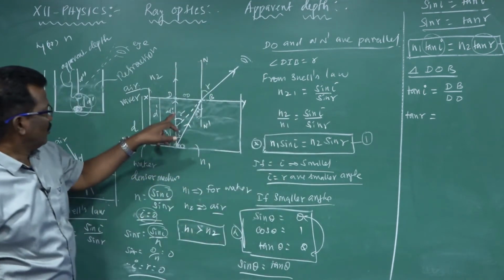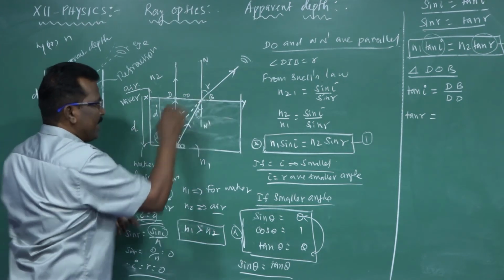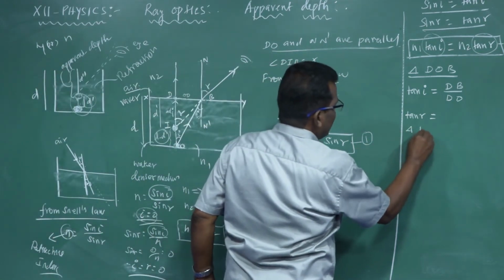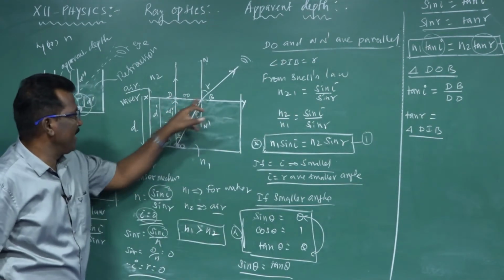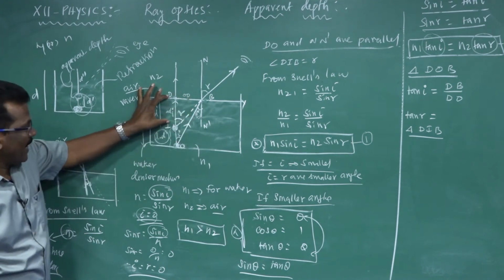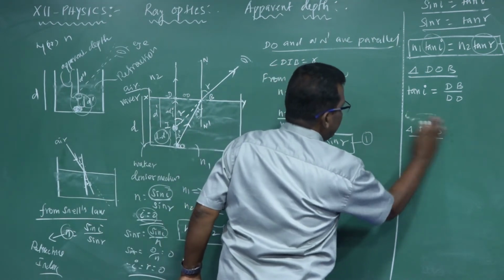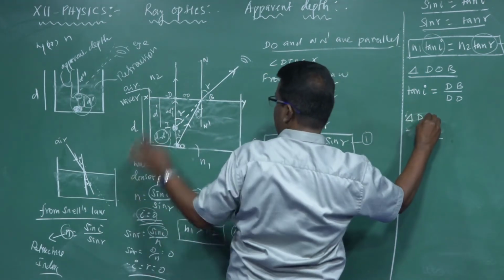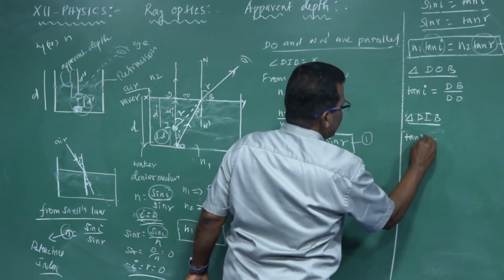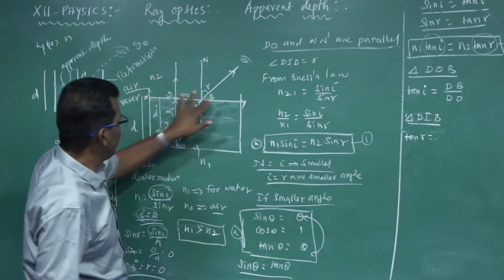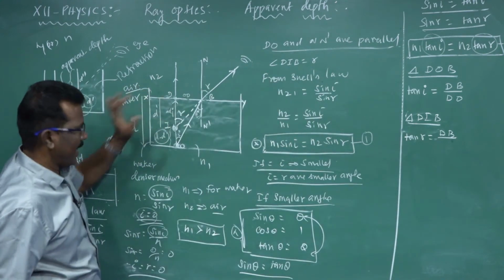Similarly, tan R. This is R, in triangle DIB. Tan R is again opposite divided by adjacent. Opposite is once again DB, so tan R is equal to DB divided by DI.